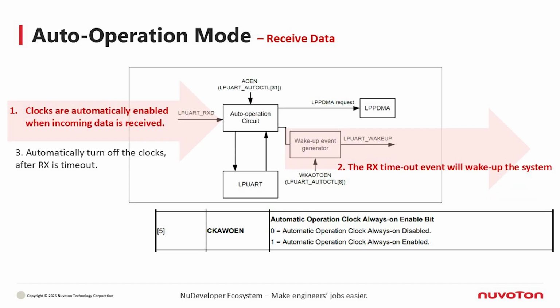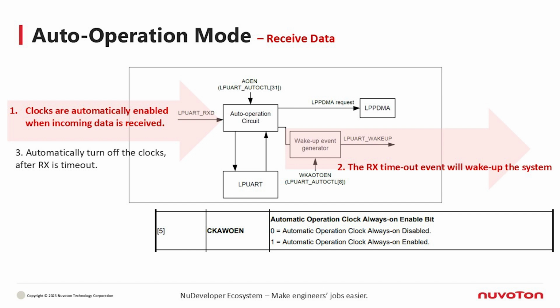Now let's talk about how the auto operation mode works when receiving data. When the baud rate is 115,200, the Low Power UART will automatically turn on its clock as soon as it detects incoming data. If a receive timeout event occurs, it will wake up the system. After this event, the clock will be automatically turned off again.